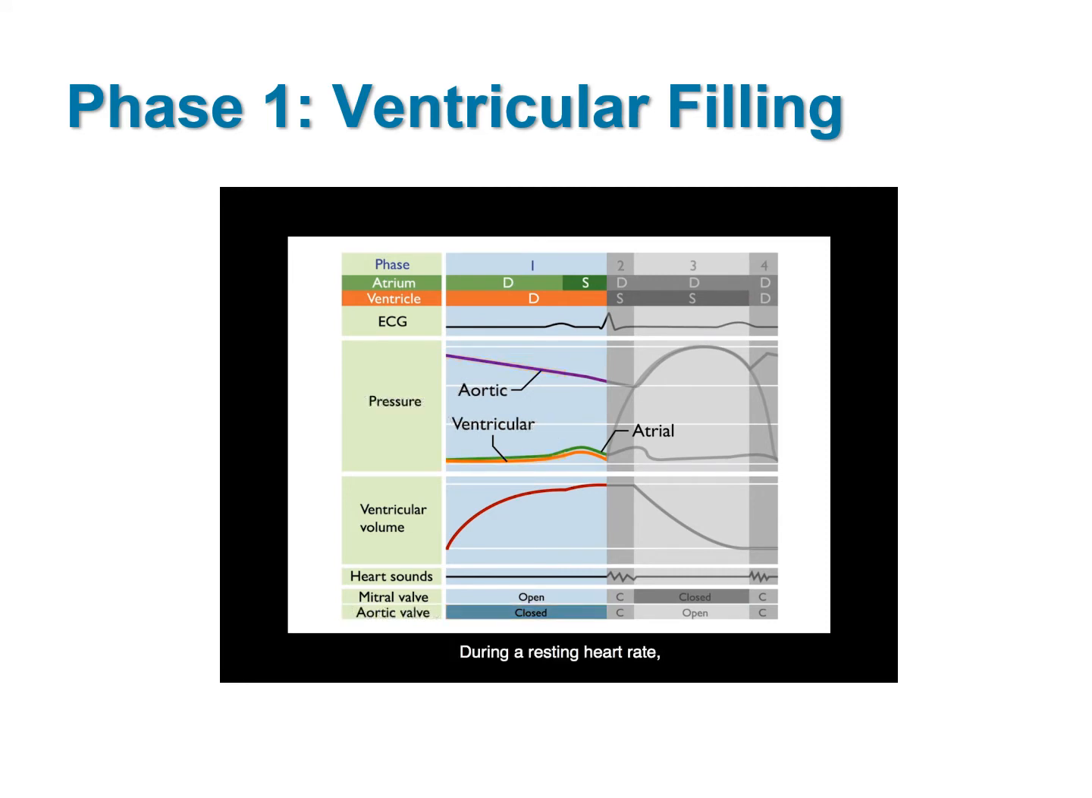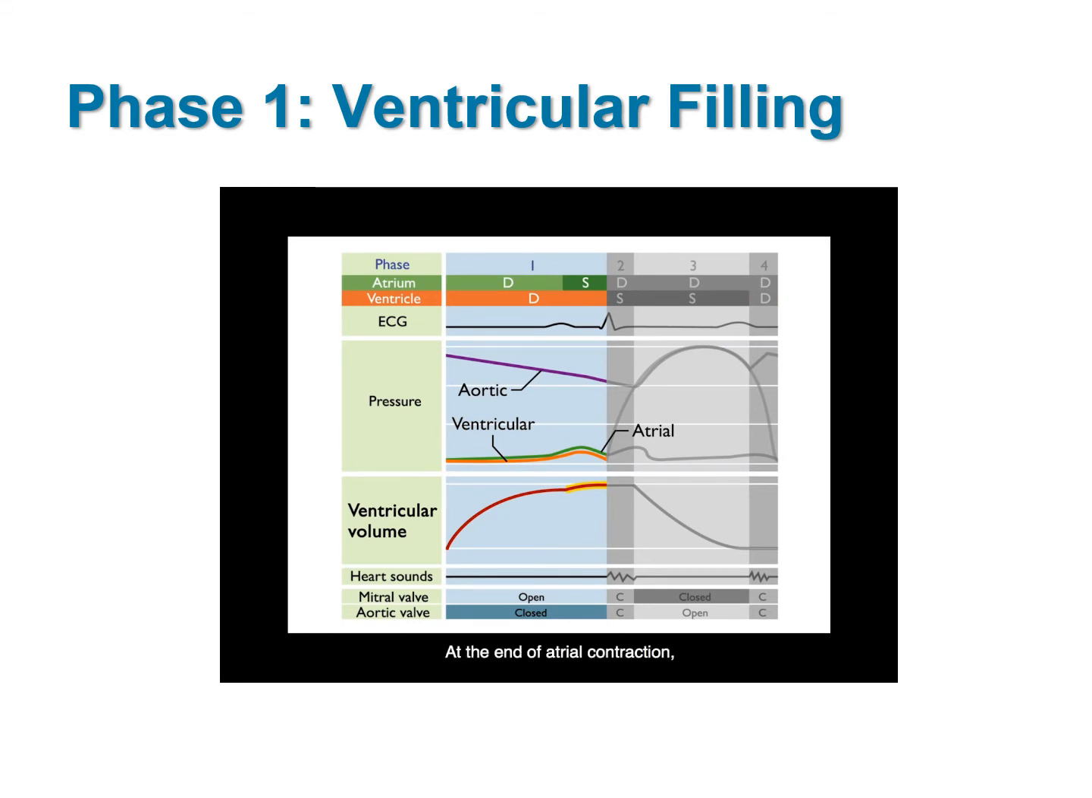During a resting heart rate, more than 80% of ventricular filling occurs prior to atrial systole. Depolarization of the atria is recorded as the P wave on the ECG and precedes atrial systole. Contraction of the atria while the ventricles remain in diastole completes ventricular filling.